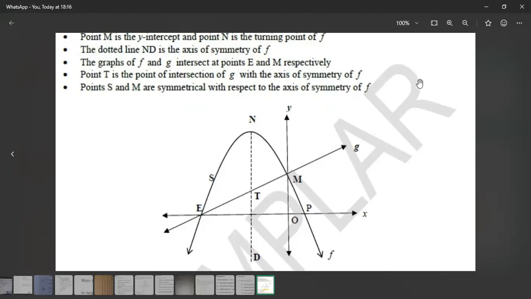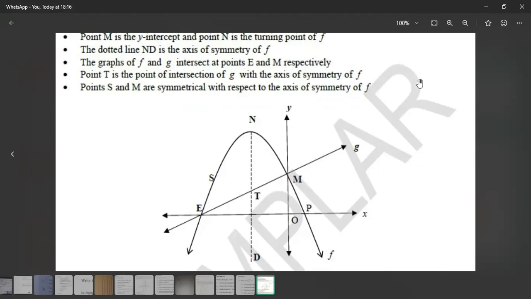The graphs of f and g intersect at points E and M respectively. And the word "respectively" doesn't mean you have to respect points E and M. It actually means in that order.